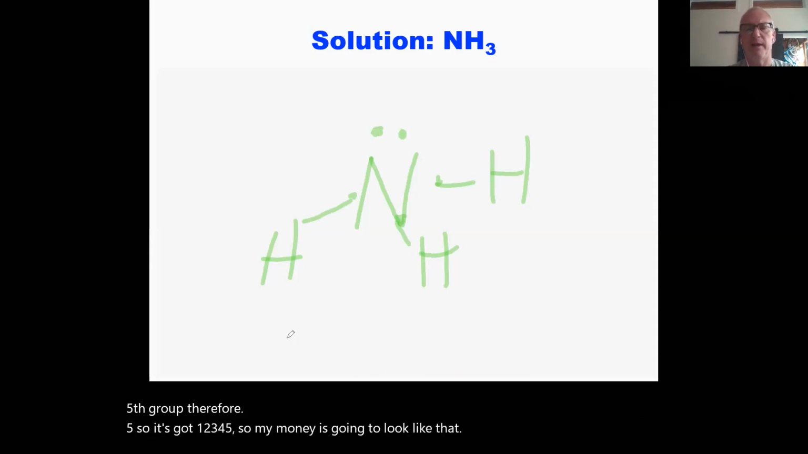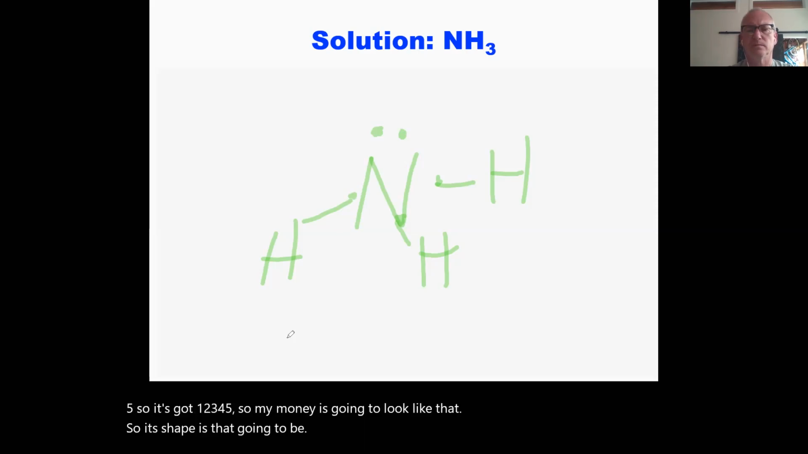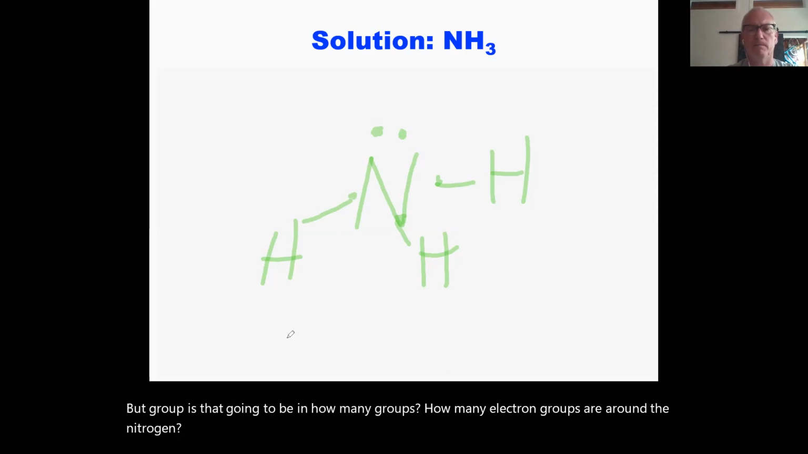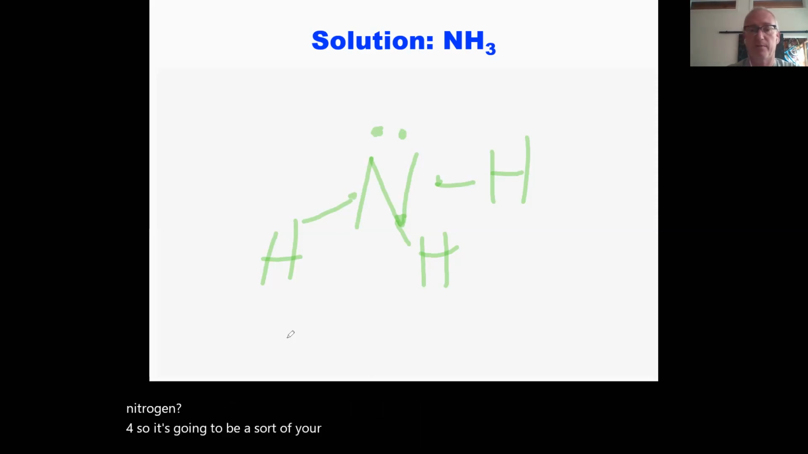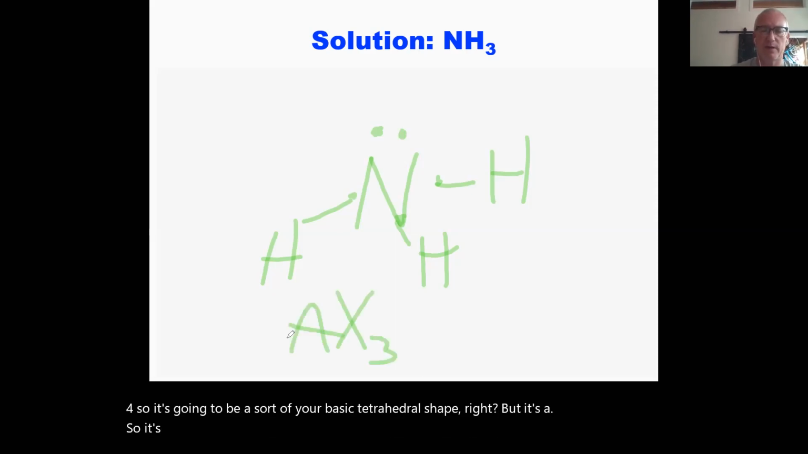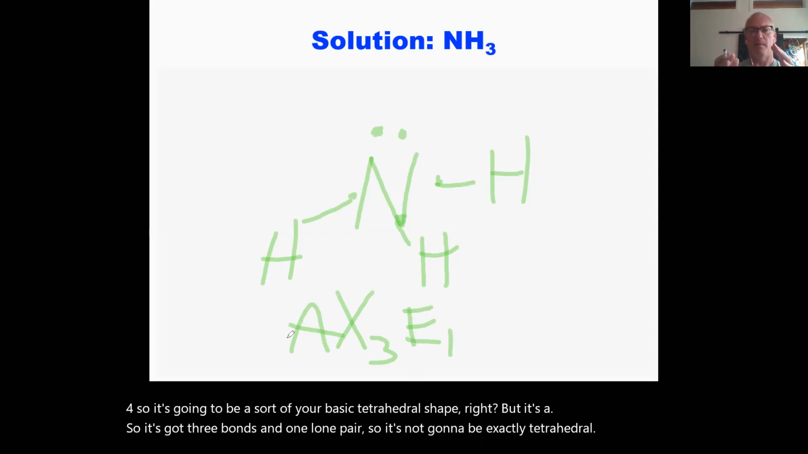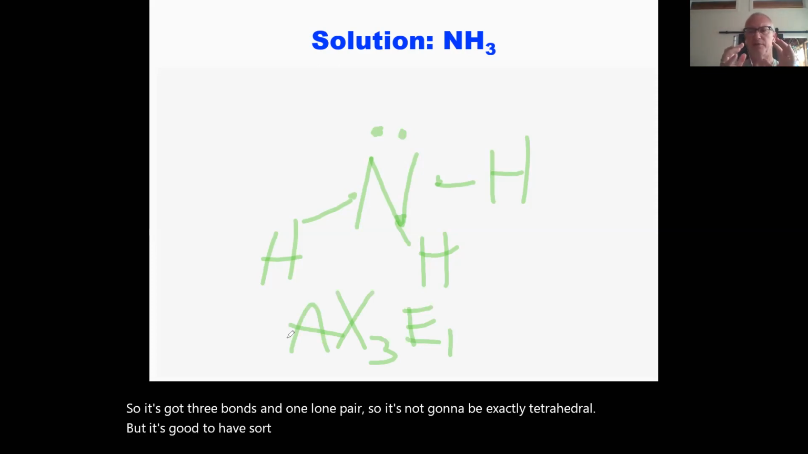So what shape is that going to be? How many electron groups are around the nitrogen? 4. So it's going to be sort of your basic tetrahedral shape, right? But it's got 3 bonds and 1 lone pair. So it's not going to be exactly tetrahedral, but it's going to have a general tetrahedral shape. We call this one pyramidal. So is this going to be polar or non-polar?